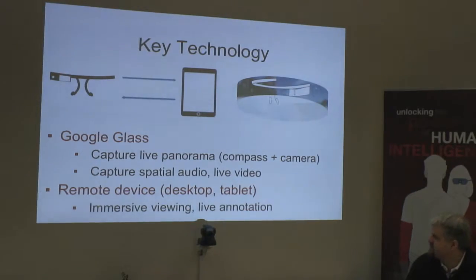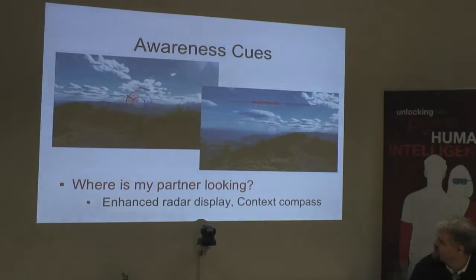When you do this, though, there are some interesting research questions. One question is, if both people can look at different parts, so I'm looking at one piece of the real world and my partner's looking somewhere else, then how do you know where the partner is looking? In order to do that, we've looked at things like an enhanced radar display. This red wedge in the top-down view shows where I'm looking, and this shows where my partner's looking. Or you have this context compass, where this is the view that I'm looking at, and this is where my partner's looking.